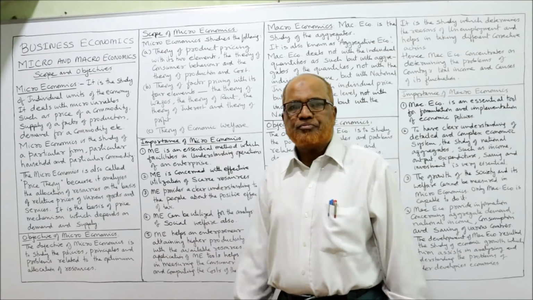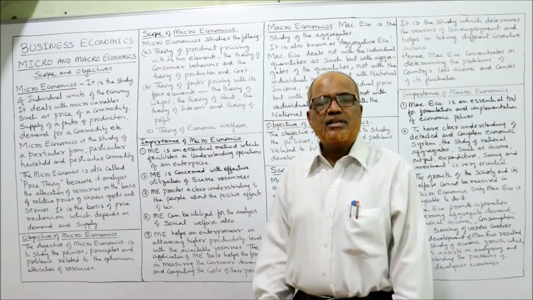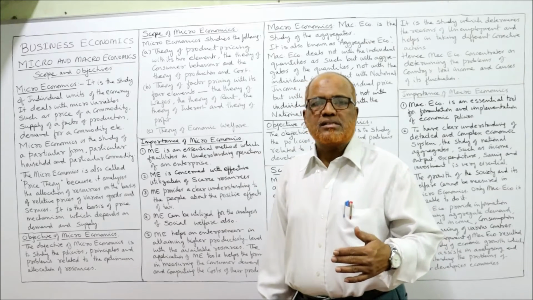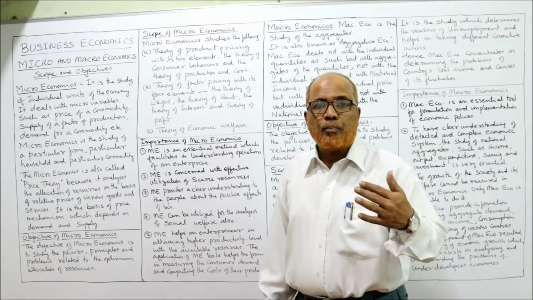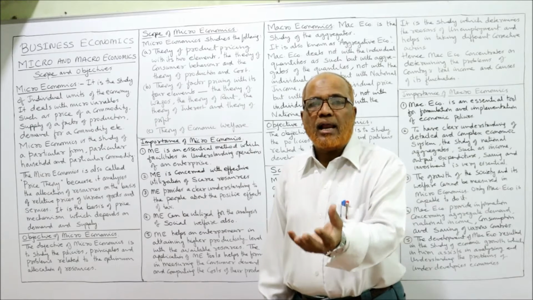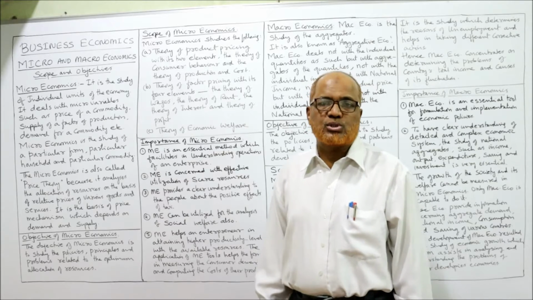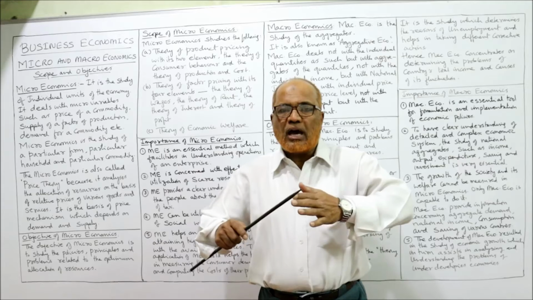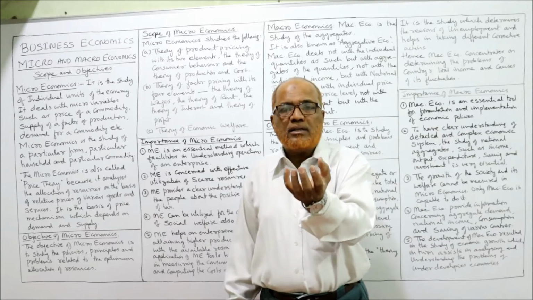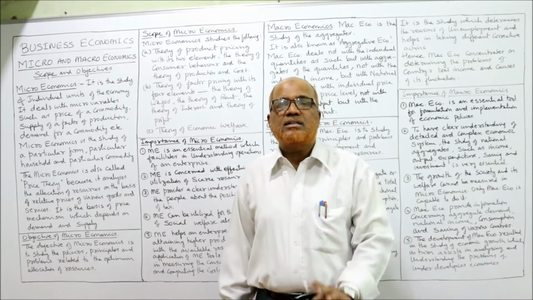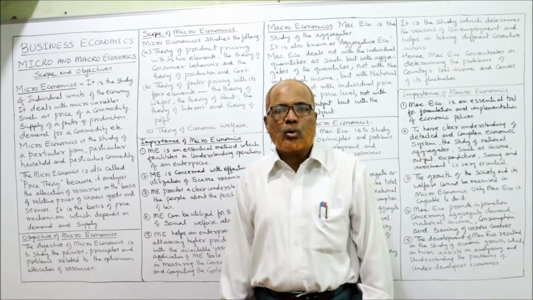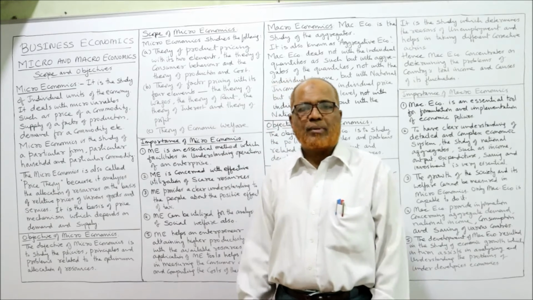Now, objective. Why do we study microeconomics? The reason is we have to make the policies, the principles, or solve the problems of a particular firm regarding allocation of resources. A particular firm will not have unlimited resources, it will have limited resources. So how to allocate these limited resources among different activities? For that purpose, we require microeconomics. That is the objective of microeconomics.